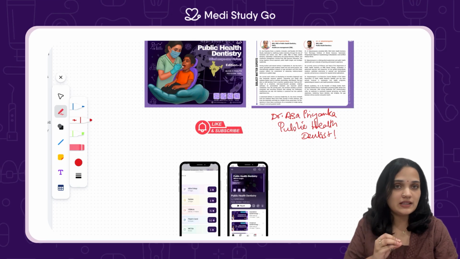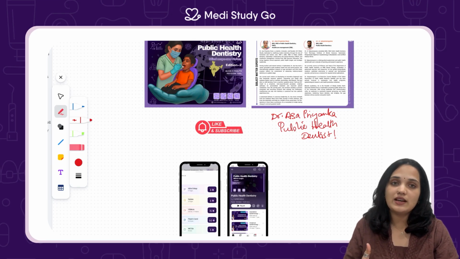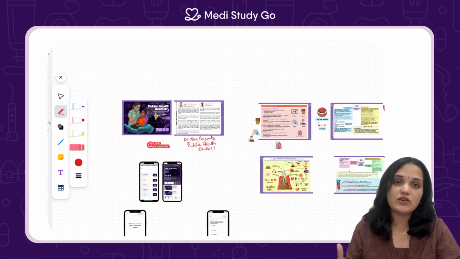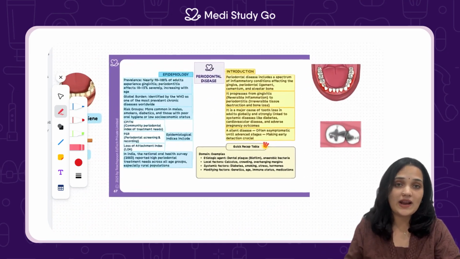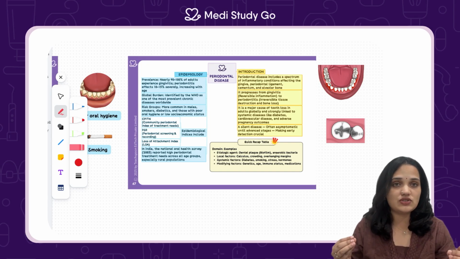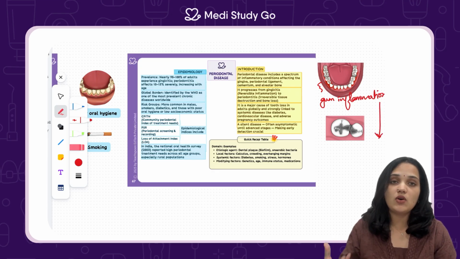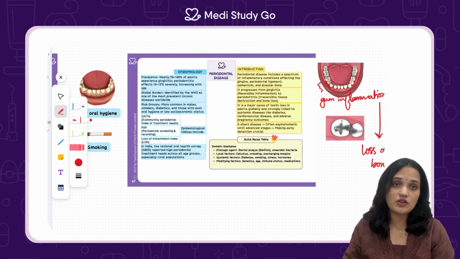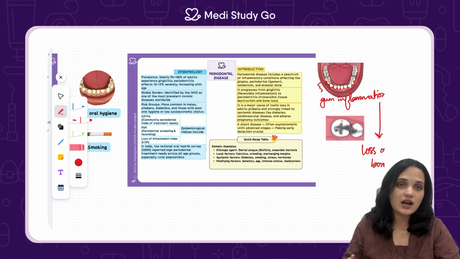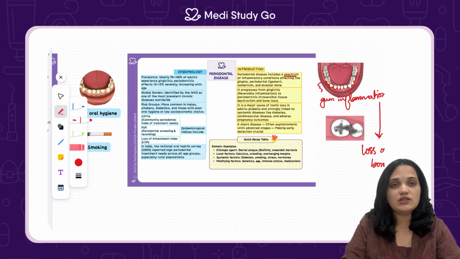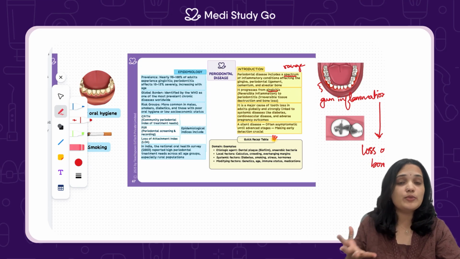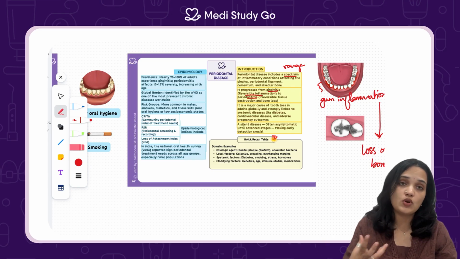Before we go into anything complicated, let's just understand what we're dealing with today. The topic today is the epidemiology of periodontal disease. Now, periodontal disease is not one condition, it's actually a range. On one end, you have your simple gum inflammation, and on the other hand, you have actual loss of bone. So it usually starts as gingivitis, which is reversible, and if ignored, it slowly progresses to periodontitis. Now, this is where the tissue destruction and bone loss will take place.